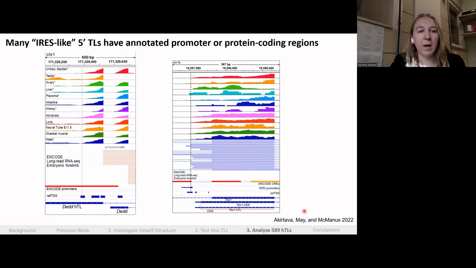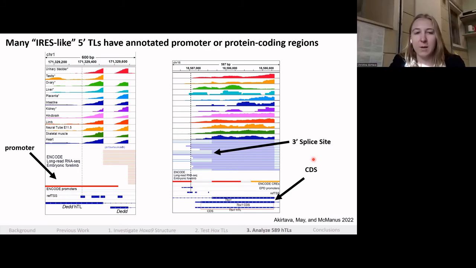And to the right, we have TBX1. Here we have overlap with the coding region, and also an example of the transcript leader overlapping a 3' splice site. So this transcript leader is also misannotated.